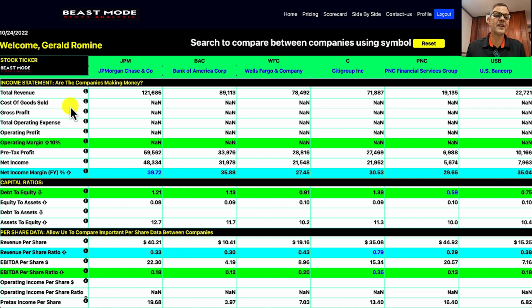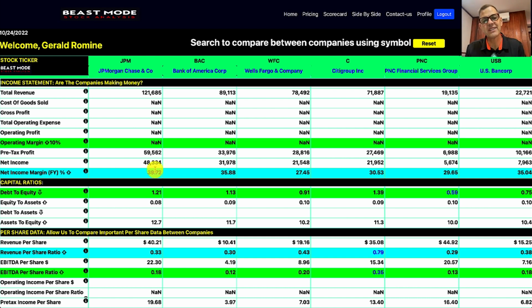Fundamental analysis is really easy when you break down the information into sections where it's easy to understand. So right now we're looking at items from the income statement, and this tells us whether or not the companies are making money. And you'll notice for like cost of goods and gross profits, there's an NAN. That simply means that it's not available, and that's because these companies are not required to report these on their financial statements.